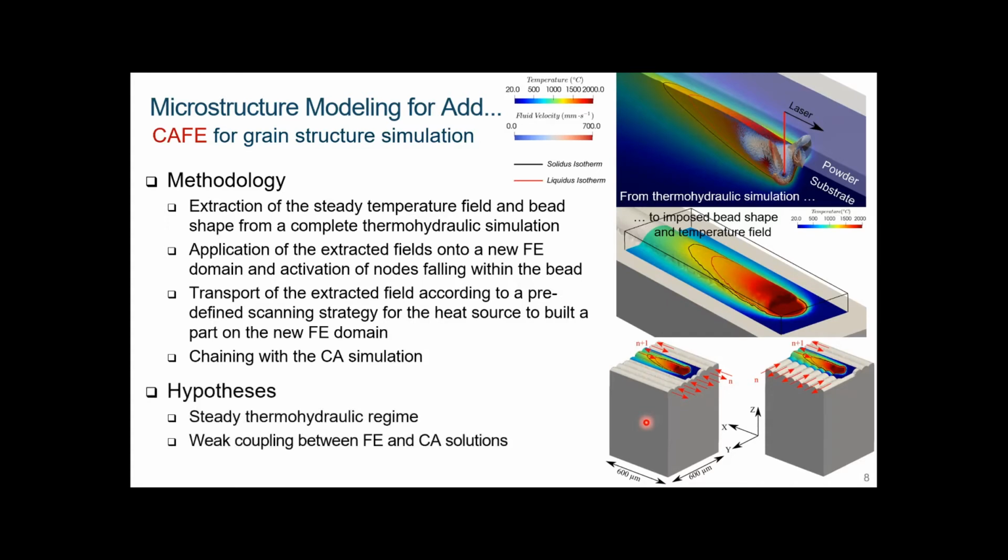Well, when you do that, of course, the hypothesis you have is that you assume that the steady thermohydraulic regime always applies, which you also do if you use an analytical solution, actually. But it's better than an analytical solution because it's the full thermohydraulic regime from which you extract the temperature field and the bead shape. And you also have weak coupling between FE and CA, meaning it's a chaining. You take the FE solution and you import it to compute CA. So the CA itself does not bring you information about how you should, for instance, release the latent heat on the FE computed temperature field.